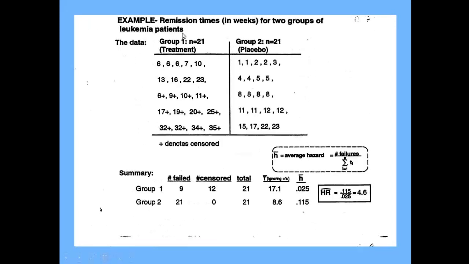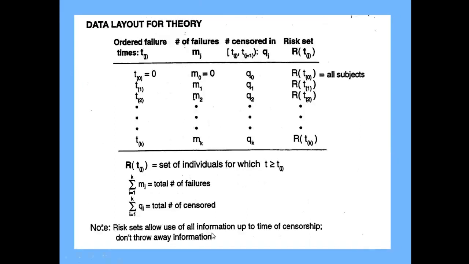If I'm just looking at group 1, what's the earliest time that somebody in group 1 failed? 6. What's the earliest time that somebody in group 2 failed? Now, what's the next earliest time for group 2? What's the next earliest time for group 1? So it's different for different groups, right? Now, when you set up this table, you also have time 0 where nobody failed, but you put that in there for a reason that I'll explain in a minute.